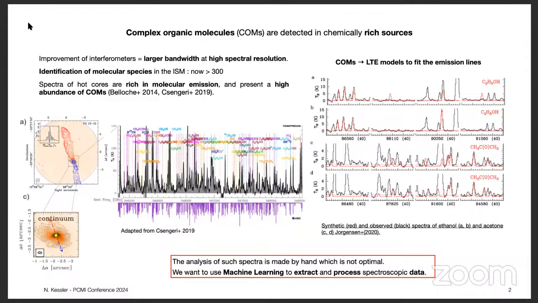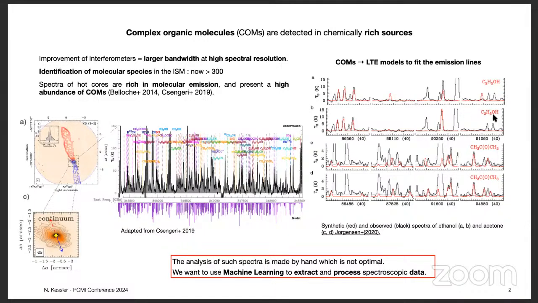They also revealed that hot cores are molecularly rich, and can present a non-negligible abundance of complex organic molecules. Here we have an example of such a spectrum extracted toward the envelope of a high-mass protostar. To determine the molecular content of the spectra and the underlying physical parameters of the detected molecules, we have to do LTE modeling and find the best-fit model for each molecule.